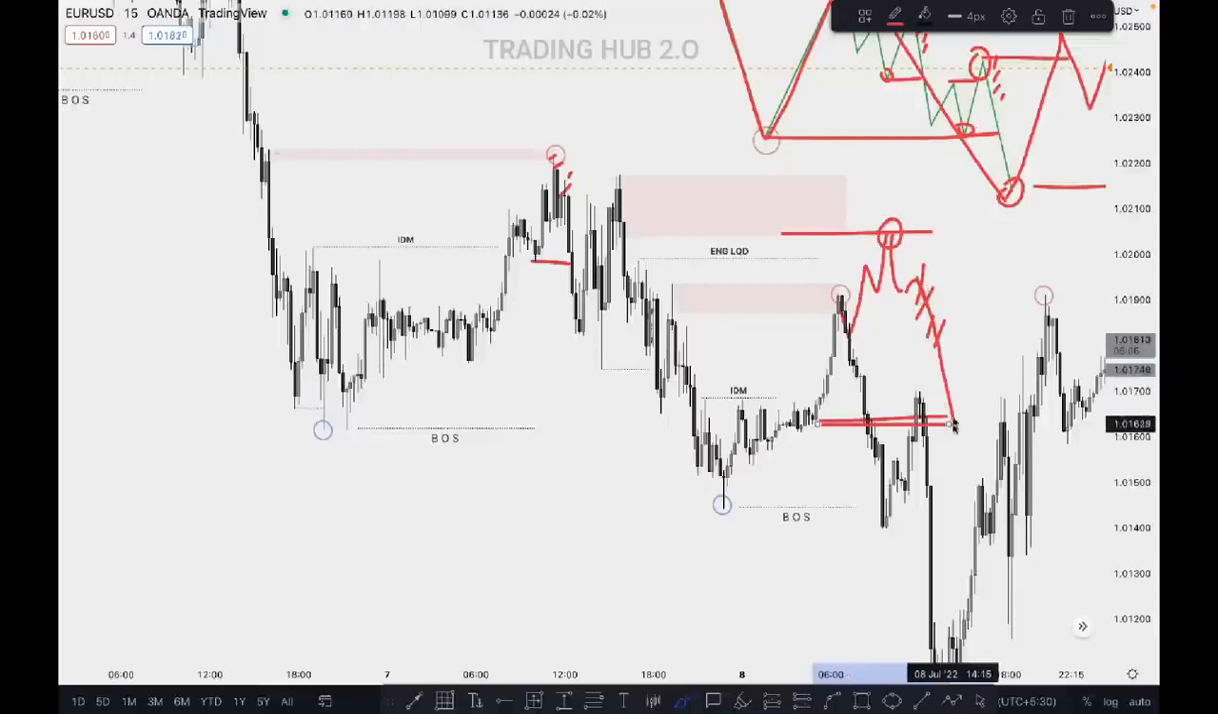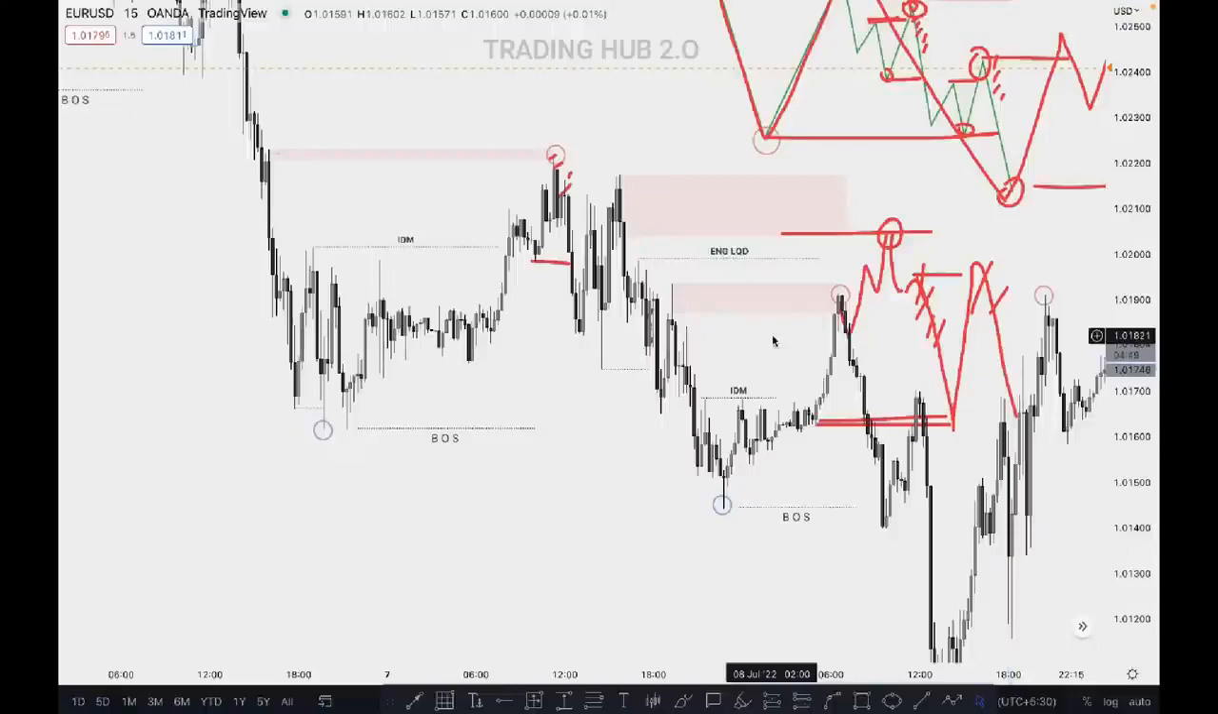You have to wait for this high to be taken out, because this is our M5. Once the market takes out this high, then again you can sell multiple positions. This is a very interesting thing. I hope you understand. Now let me switch to another chart.